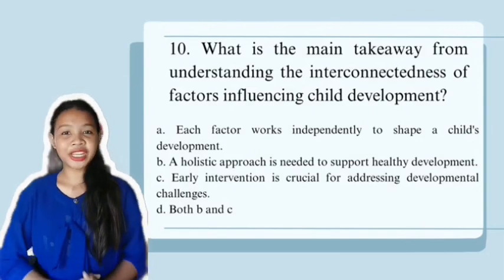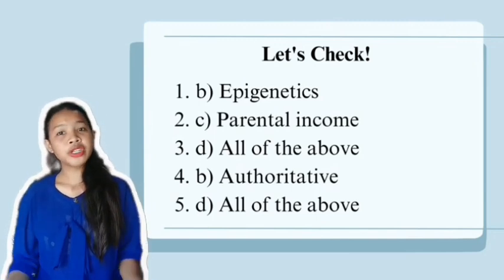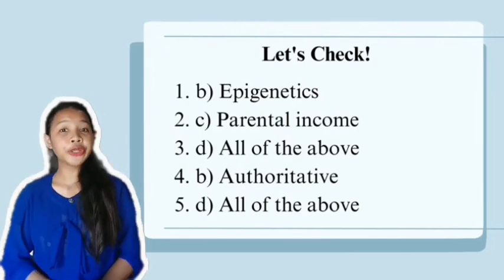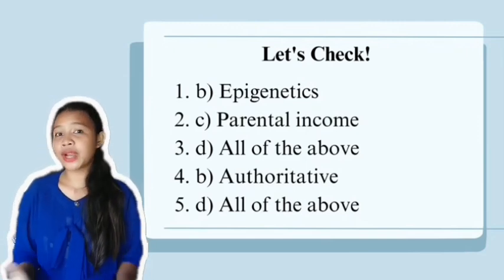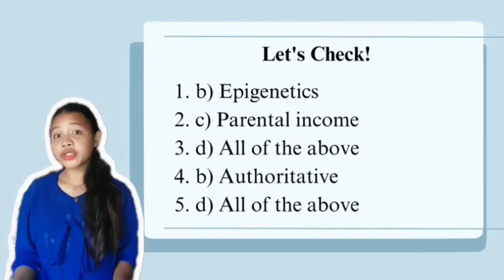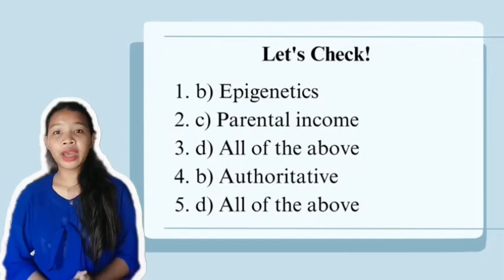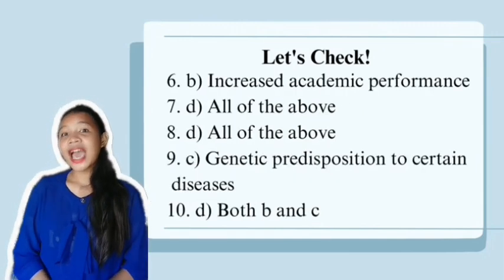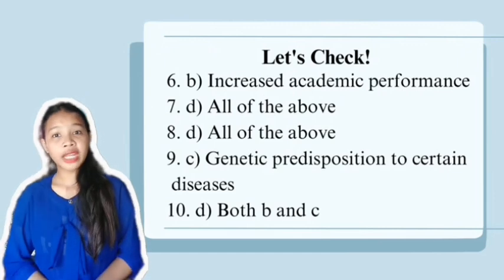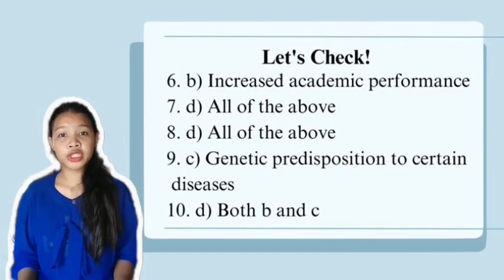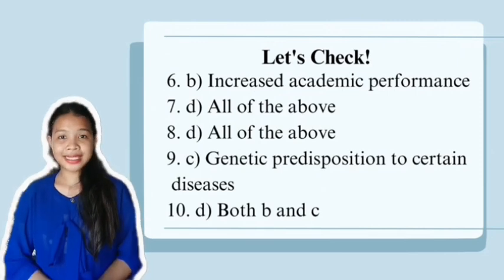So okay class, great job on the pre-test. Now let's check the answers. For question number 1, the answer is letter B, which is epigenetics. For number 2, we have letter C, which is parental income. For number 3, we have D, all of the above. Number 4, B, and number 5 is D. Number 6 is B, and 7 is D, and number 8 is D. While in number 9, we have C, which is the genetic predisposition to certain diseases. And lastly, number 10 is both B and C.